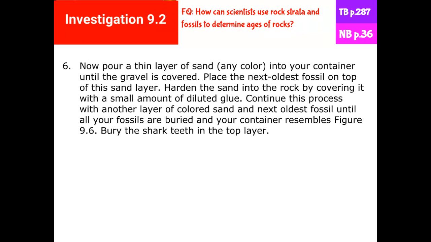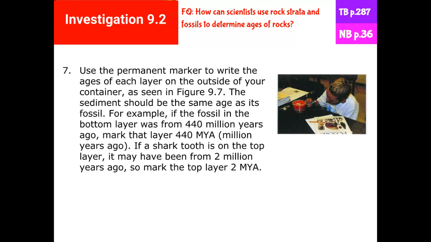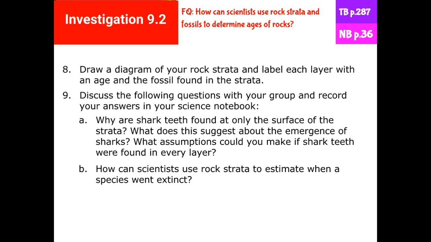We have a couple different color sand. And then working your way up, next oldest or youngest, next youngest, all the way up, and adding fossils as you go. All right, you're going to be using a permanent marker to write down the ages of each layer outside your container. All right, and then you're going to be drawing a diagram of your rock strata and labeling each layer with an age and the fossils found in the strata.